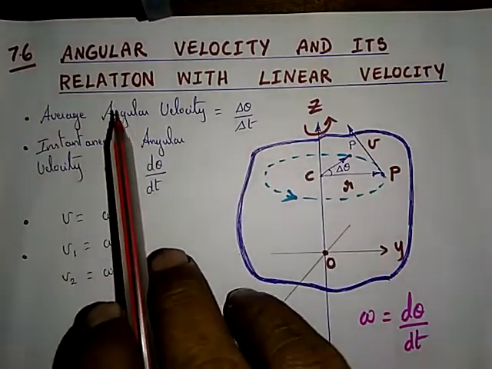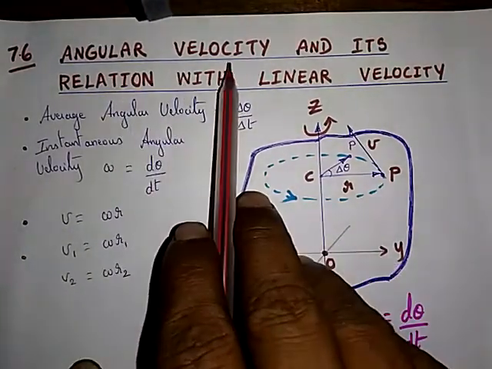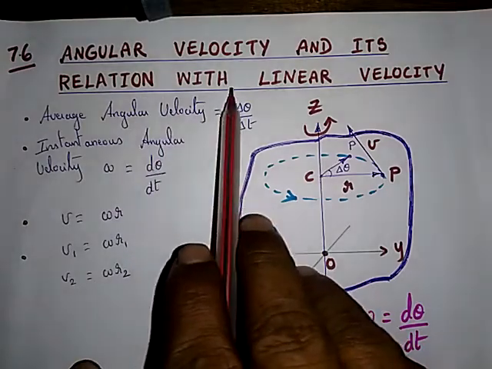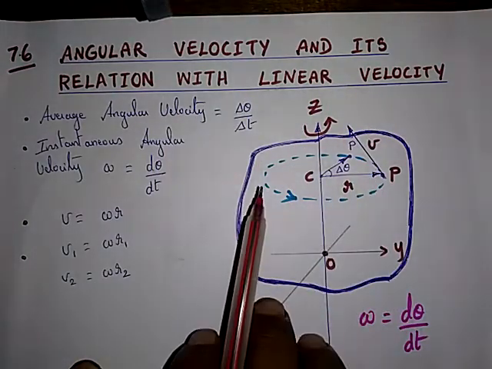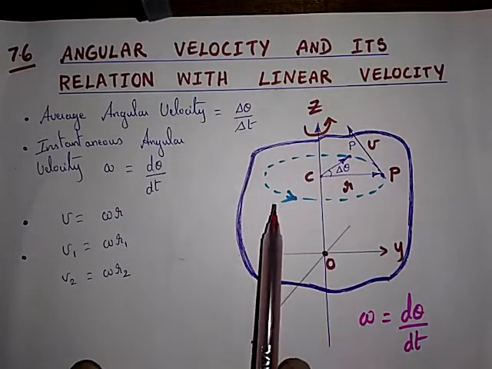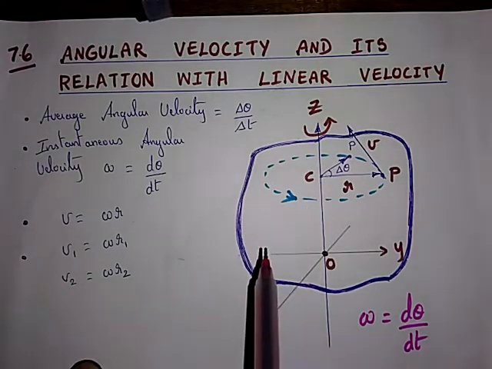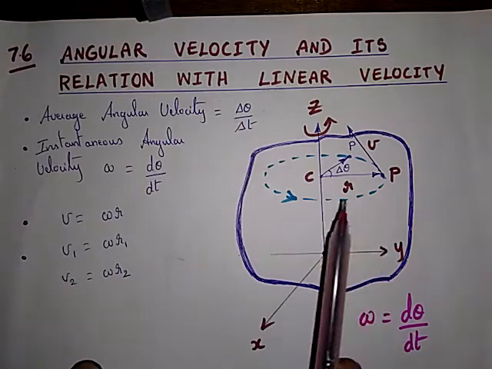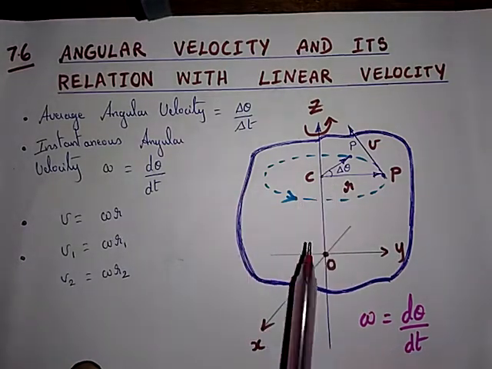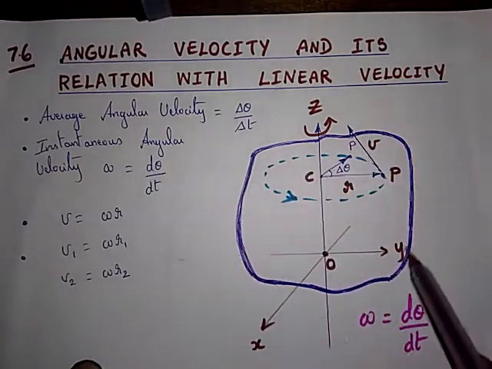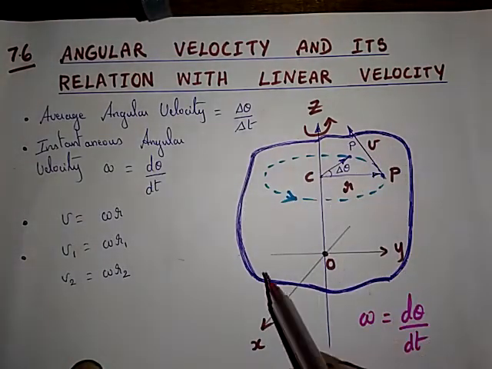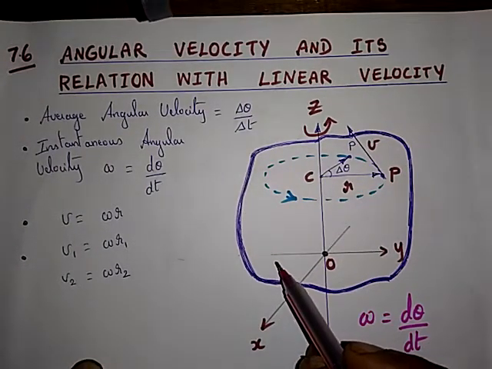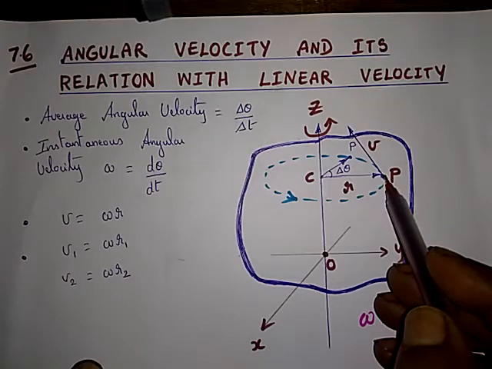Today we are going to see about angular velocity and its relation with linear velocity. So in rotational motion of a rigid body about a fixed axis, every particle of the body moves in a circle. So now this is a rigid body. It has n number of particles. So we are considering one particle.